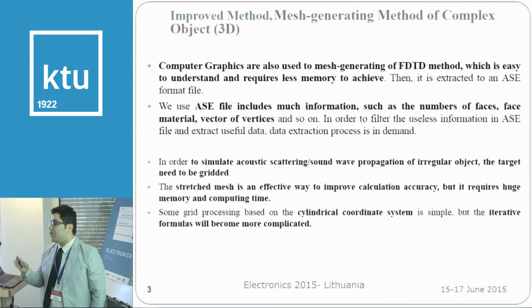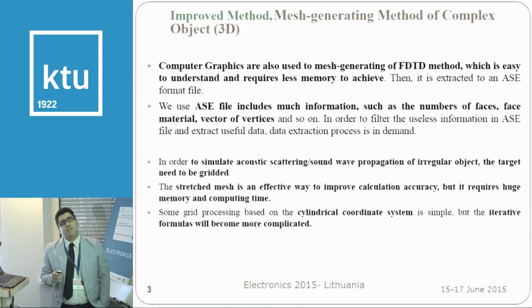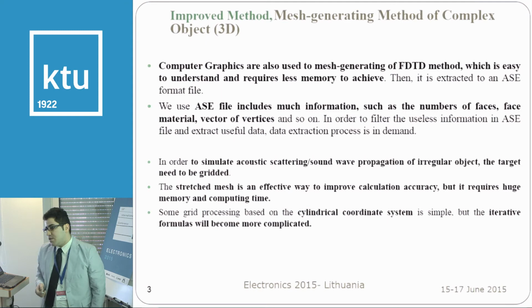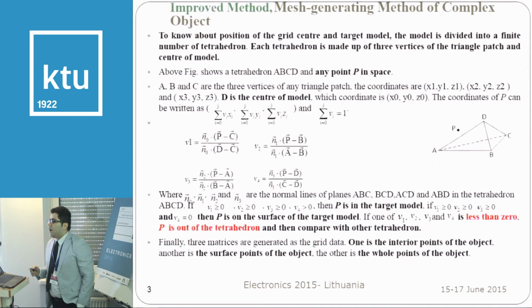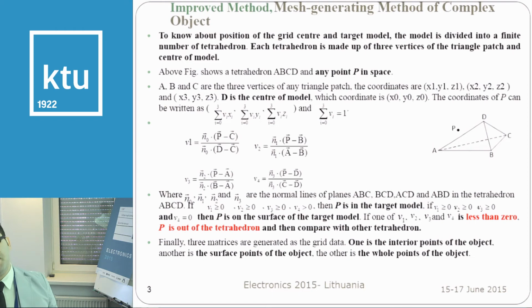To divide the computational model, we try to use a mesh generator, and we also use computer graphics to generate the mesh. This is the mesh generating of the FDTD method. So this is an example of how we can divide the model and also the computational domain that we have.